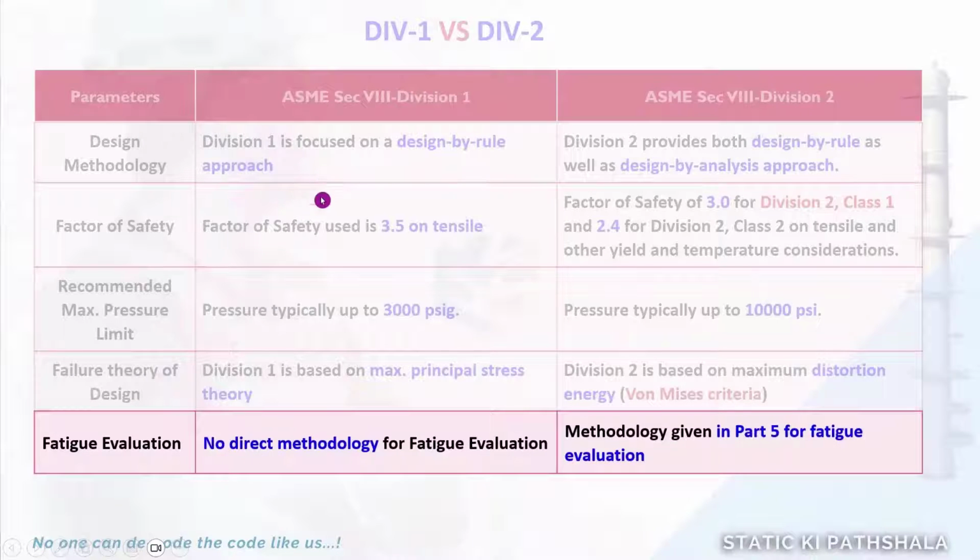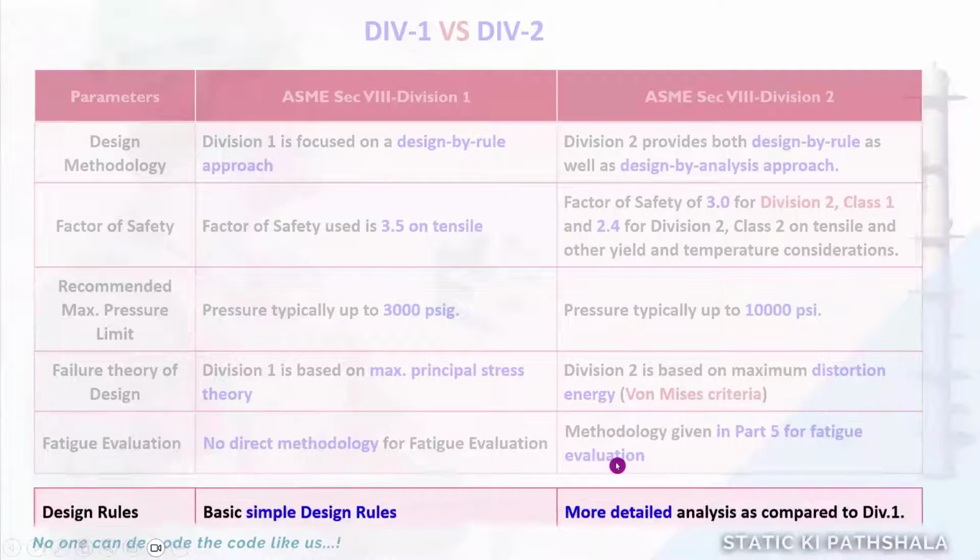Fatigue evaluation. As per division 1 UG-22 loading, it has been mentioned what the probable loads are which will be coming on a pressure vessel. There they have mentioned that fatigue or cyclic load can come on any pressure vessel, but division 1 does not give you any methodology to calculate the number of cycles under cyclic loading. So division 1 does not have any direct methodology. We go into U-2(g) and ultimately into division 2 part 5 to use that methodology, right? Whereas division 2 has part 5 for fatigue evaluation directly available.